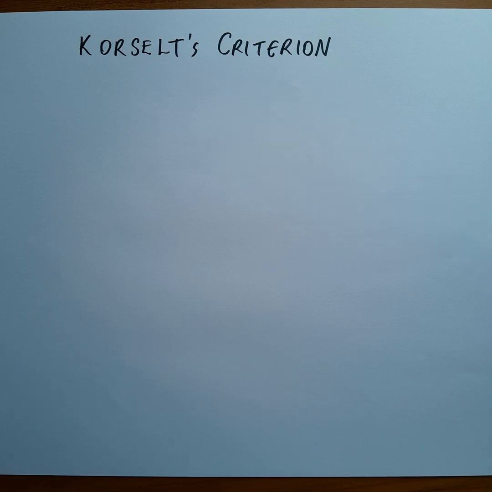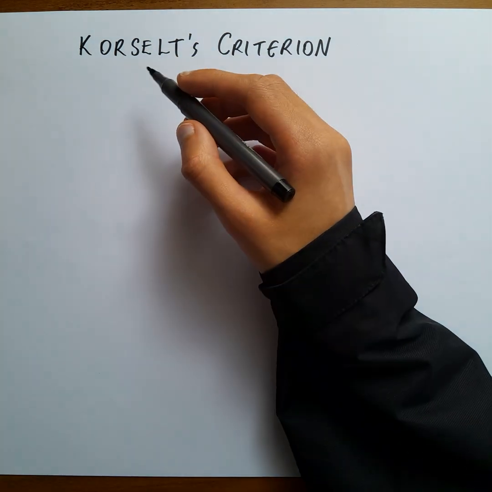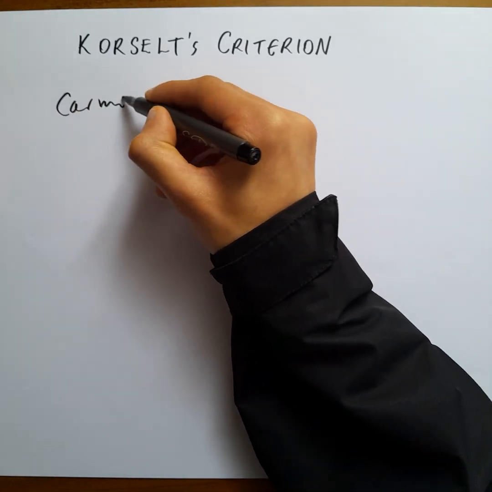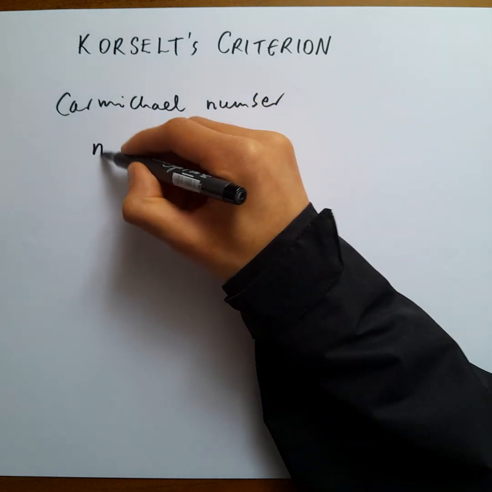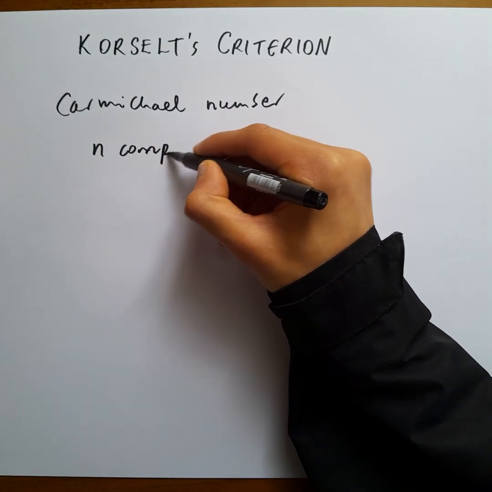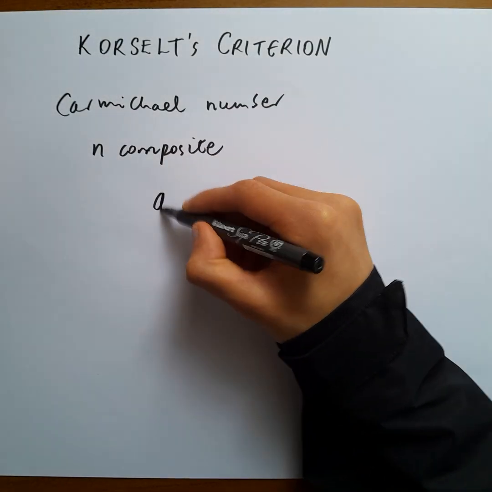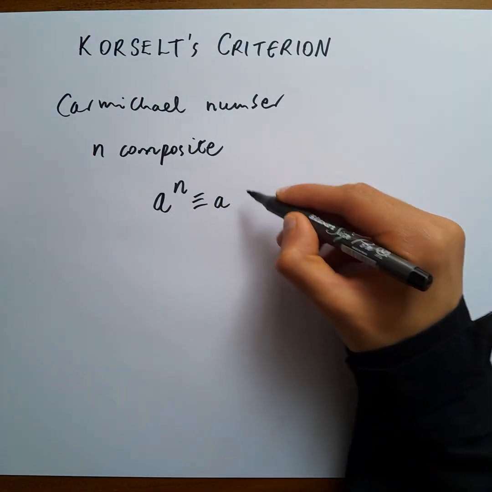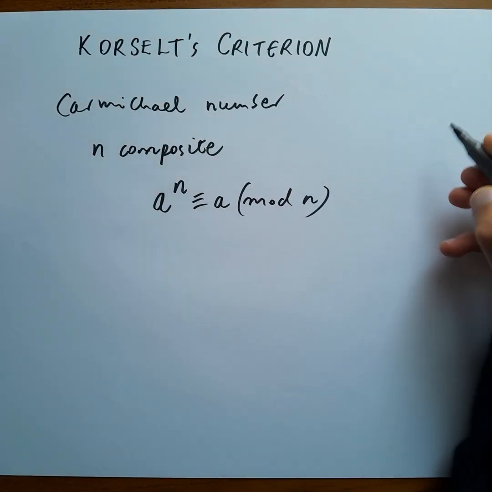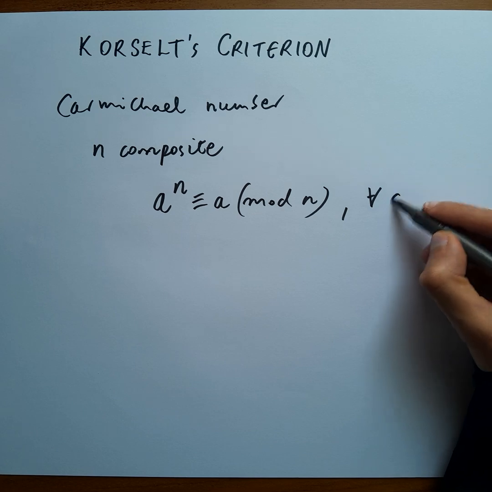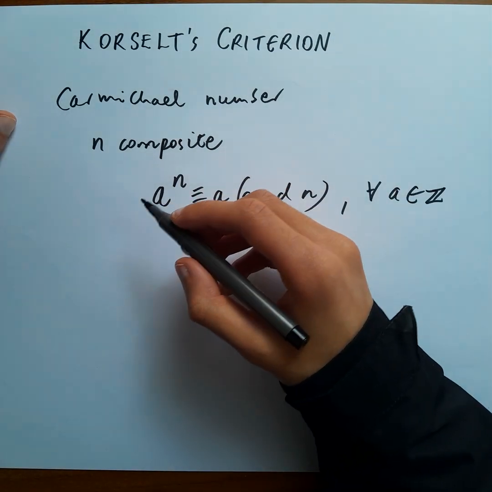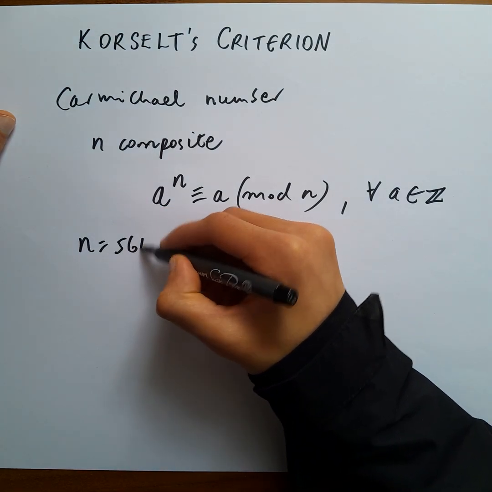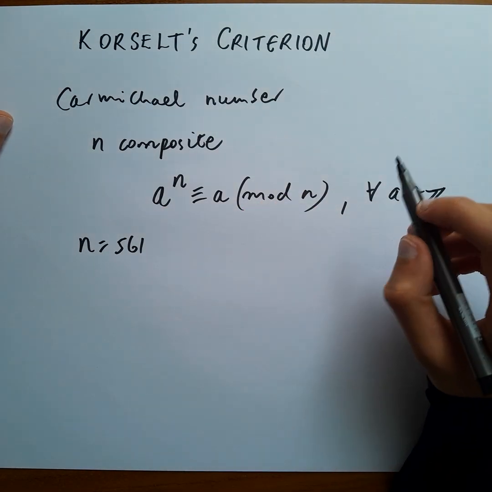Okay, so in this video, we'll talk about Korselt's criterion. First of all, we recall what a Carmichael number is. A Carmichael number is a composite number n such that the congruence a to the n is congruent to a mod n holds for every integer a. We had seen in a previous video that 561 is a Carmichael number.